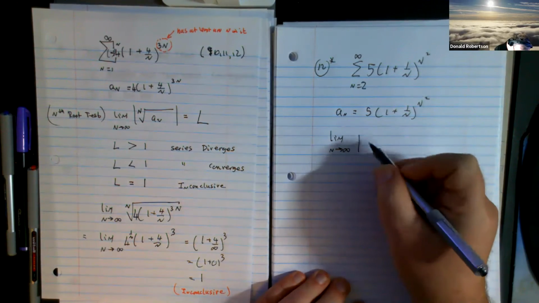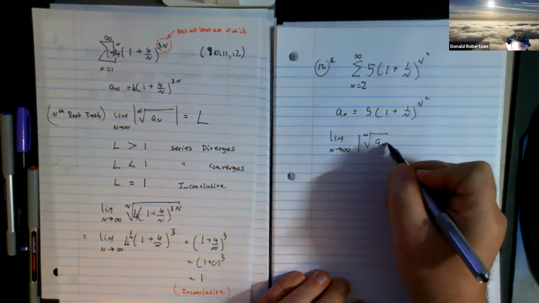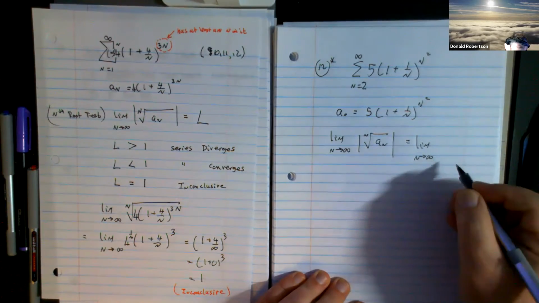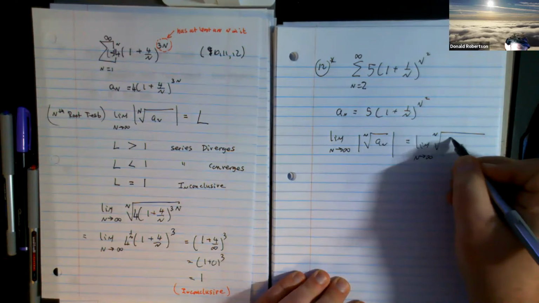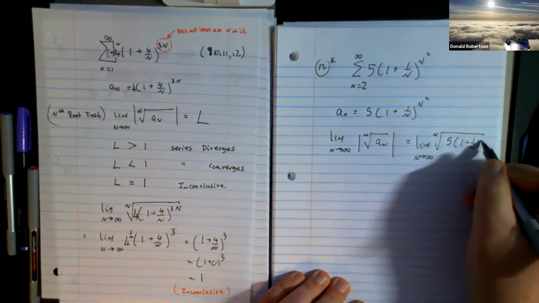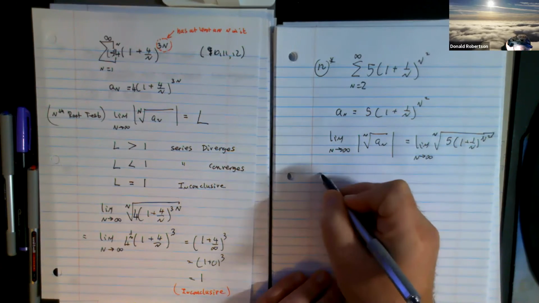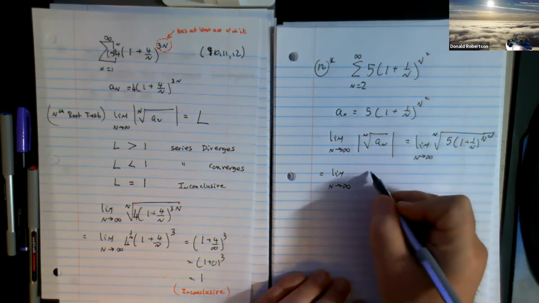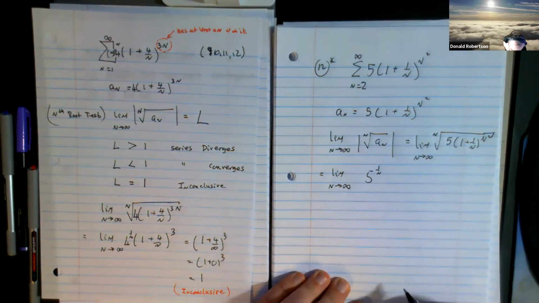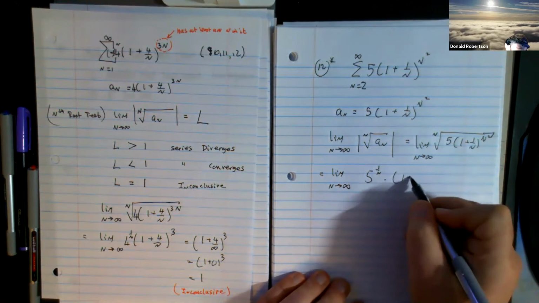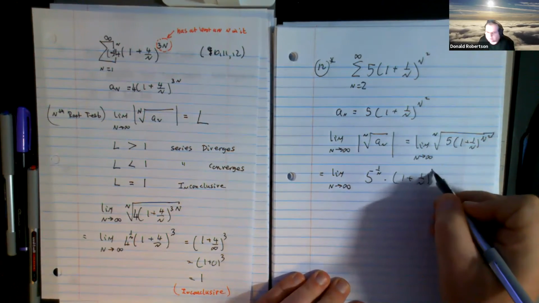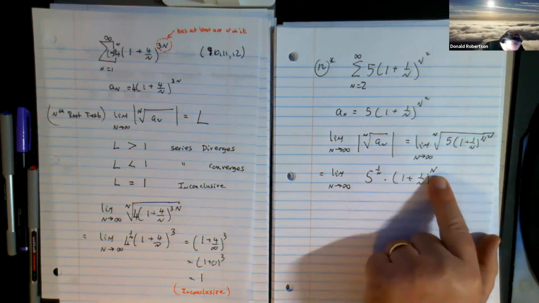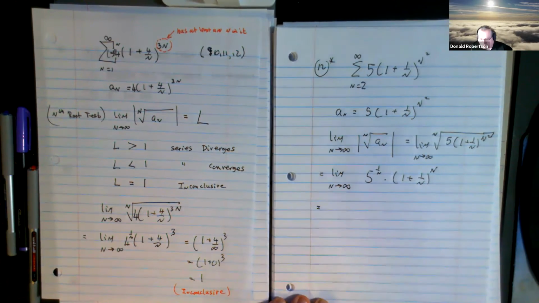It's going to be the absolute value of the nth root of an. It's going to be the limit as n tends to infinity of the nth root of all this, which becomes the limit as n tends to infinity. The 5 becomes 5 to the 1 over n, and the (1 plus 1 over n) to the n squared becomes an n. Right, you cancel out one of the n's, you've still got an n left over. And we're doing this as magic.